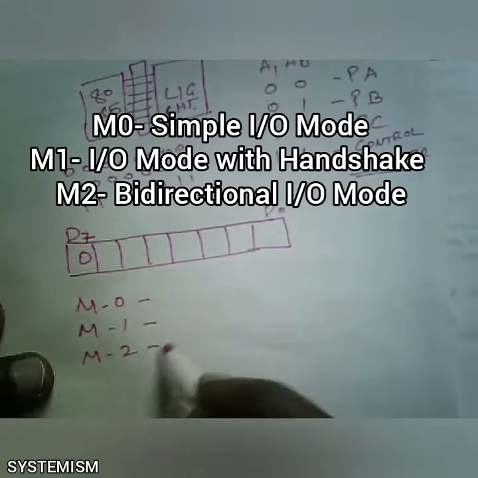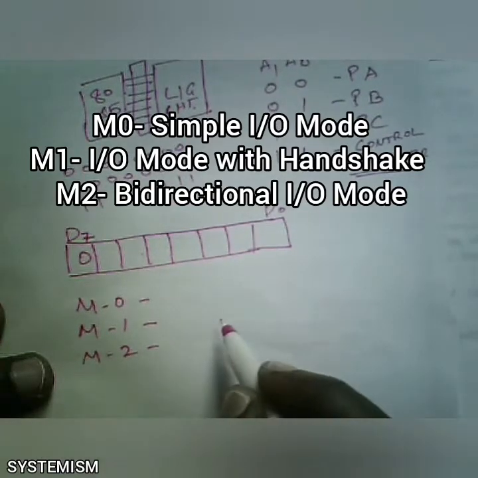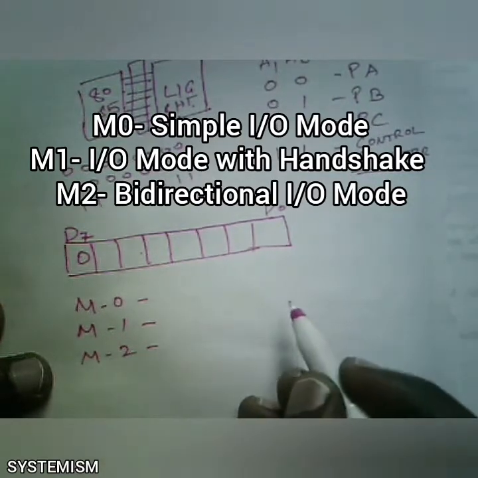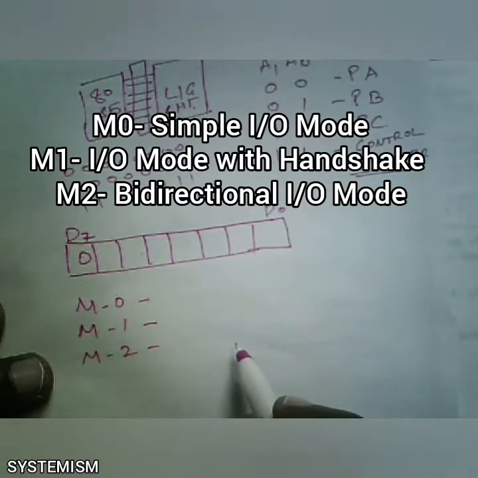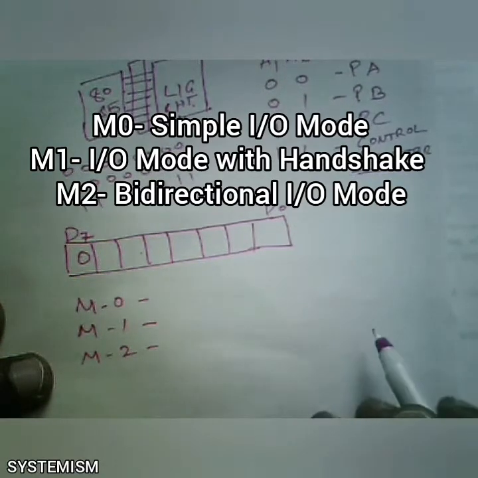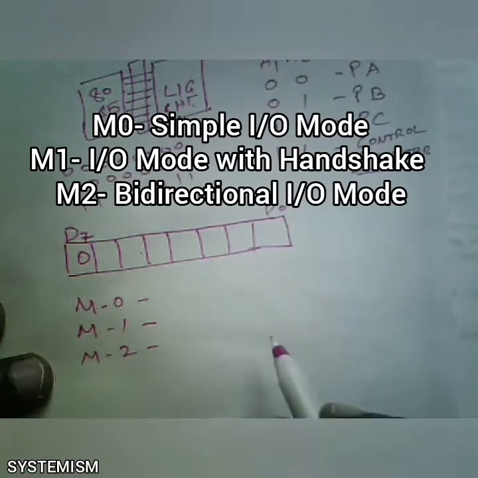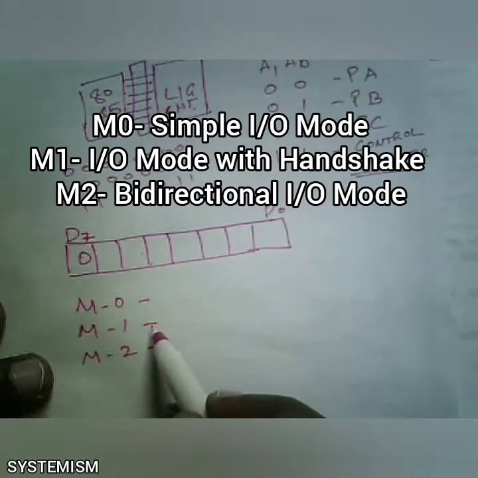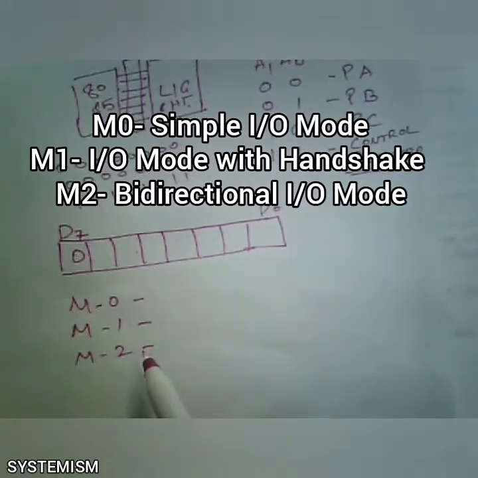Mode 0 is simple input output mode. Mode 1 is input output mode with handshake. Mode 2 is bidirectional input output data transfer mode. Okay, so this is simple input output mode, this is input output mode with handshake, and this is bidirectional input output mode.